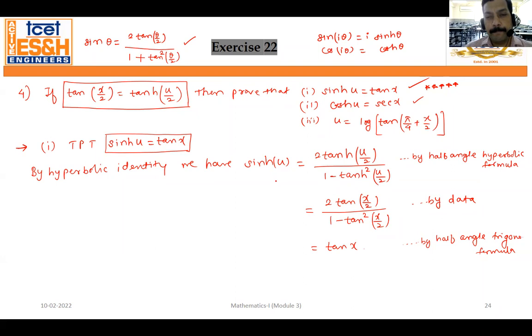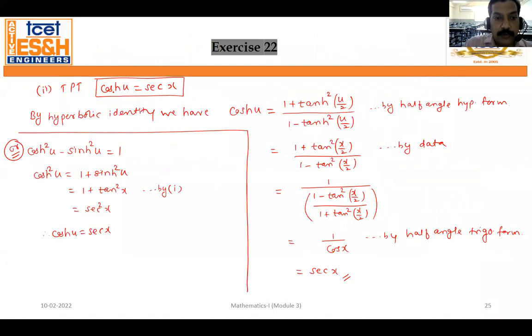So 1 minus tan square by 1 plus tan square. That is for trigonometric. I am talking about hyperbolic. What you are saying for trigonometric will be the opposite in hyperbolic. In hyperbolic, it will be 1 plus tan hyperbolic square upon 1 minus tan hyperbolic square. This is what is written exactly. Now to prove cos hyperbolic of u is sec x, by the hyperbolic identity we have cos hyperbolic of u equal to 1 plus tan hyperbolic square of u by 2 upon 1 minus tan hyperbolic square of u by 2, by the half angle hyperbolic formula.